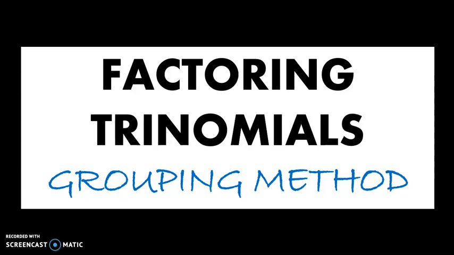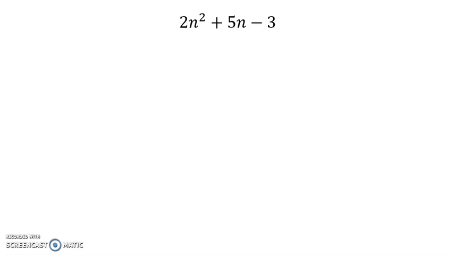Okay, let's talk about factoring trinomials using the grouping method. All right, so we have 2n squared plus 5n minus 3. First thing you want to look for is greatest common factor, the biggest number all three numbers can be divided by. So 2, 5, negative 3. The biggest number they can all be divided by is 1. My greatest common factor is 1. If it's 1, sweet, we go right into the next step.